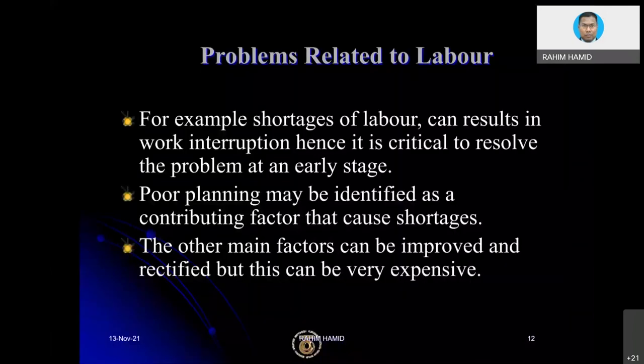Okay, problem related to labor that we already mentioned. Many of the issues we might not be able to settle, as I mentioned, issue with regard to unskilled labor, because the intake of the labor system in Malaysia is like that. It will take a long time to resolve the issue. But the one that we can resolve is the issue related to poor planning. Poor planning meaning to say, in some situations we are not getting the right number of workers or machines at the right time because of poor planning. We do not take those things into account.